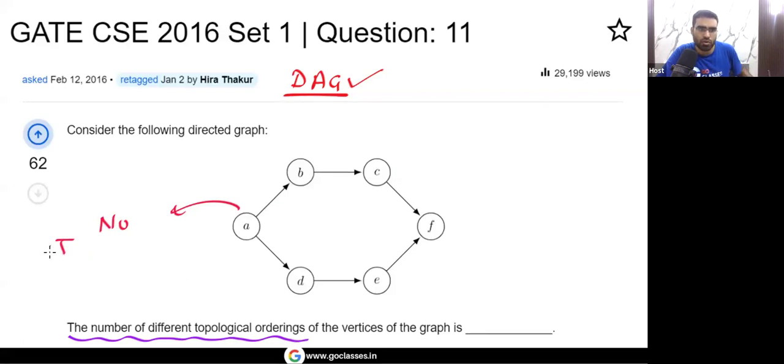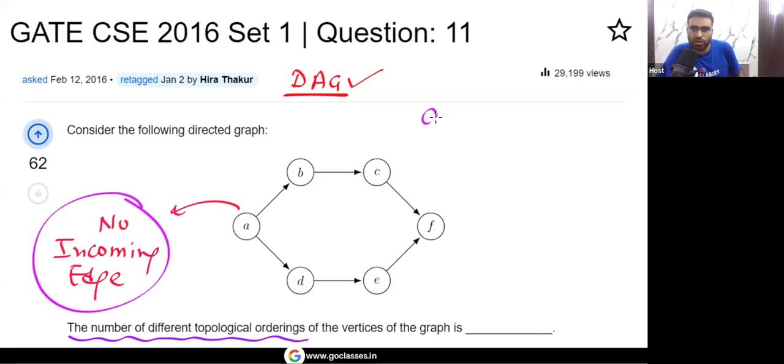Correct? Okay, you can see this vertex has no incoming edge. So this vertex will be my starting point. Correct? Agree? So very simple. This will be my starting point. So the starting point will be A.